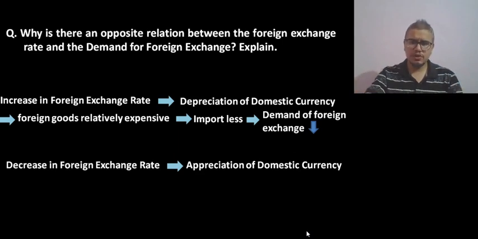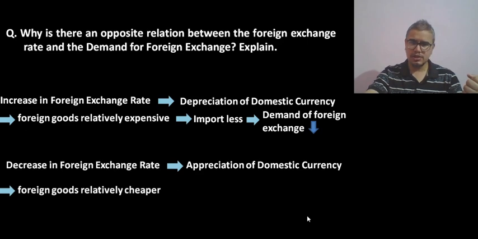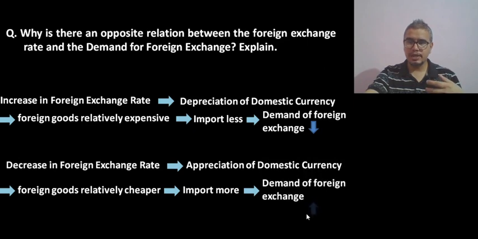And whenever there is appreciation of domestic currency, from our previous class, again, we know that foreign goods start becoming relatively cheaper for the Indian citizen. So since it becomes relatively cheaper, Indians will now start buying more foreign goods, and buying more foreign goods means import will rise. They will import more, and whenever there is more import, there will be more demand for foreign exchange. The demand for foreign exchange will rise. Okay, this is how the demand for foreign exchange is inversely or oppositely related to the foreign exchange rate.